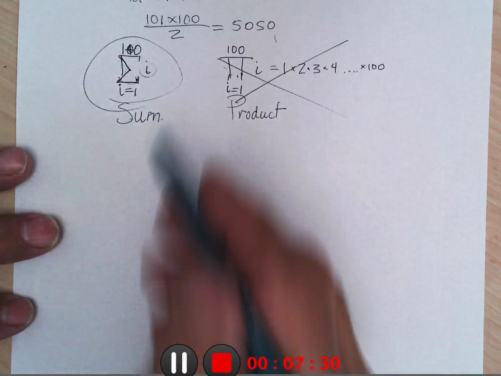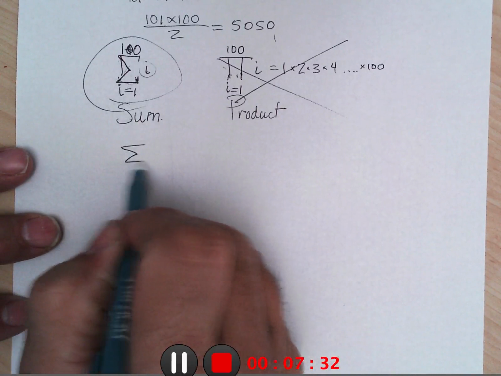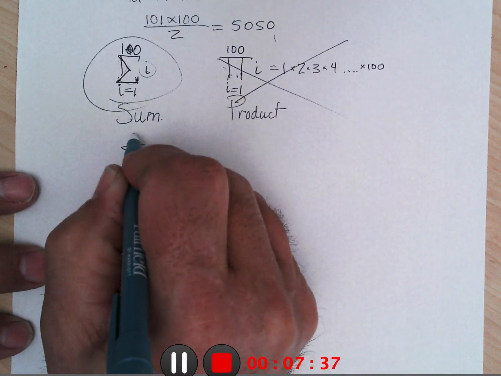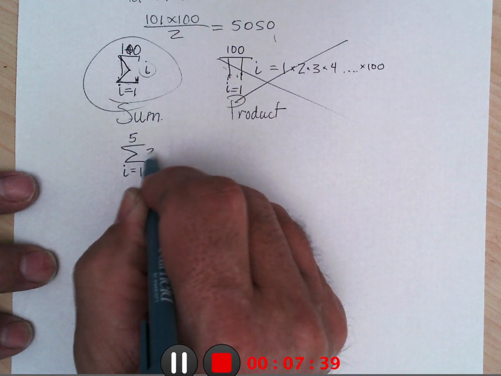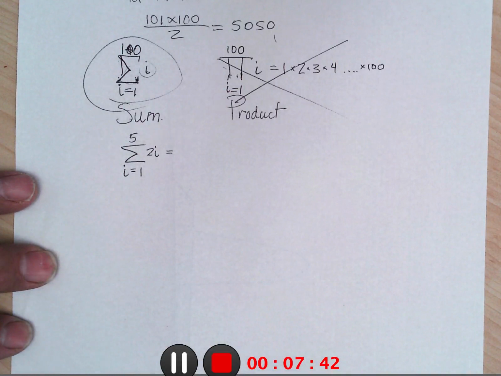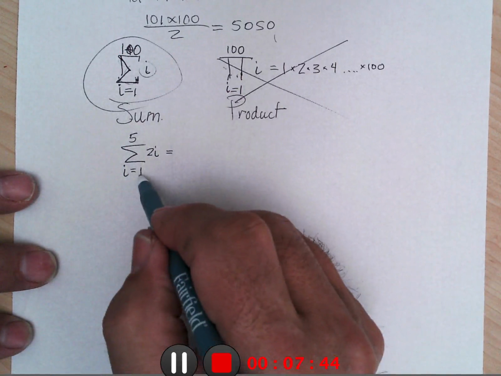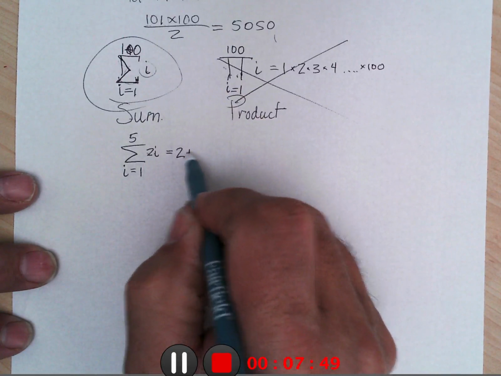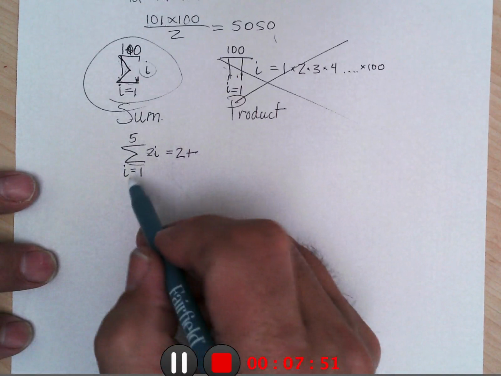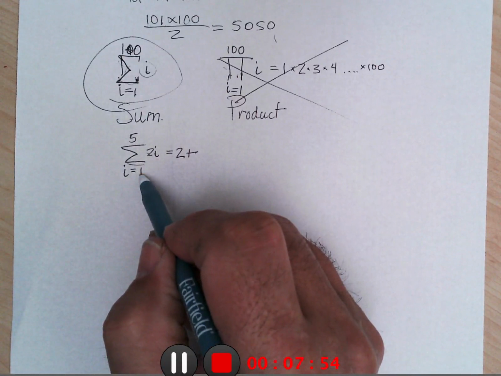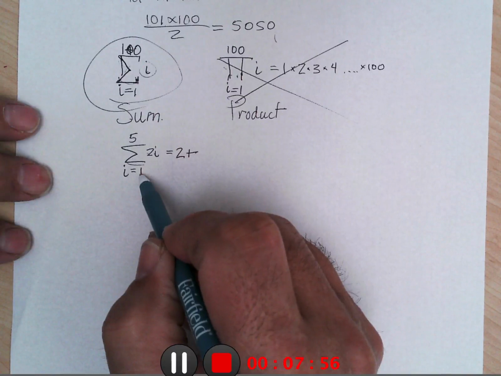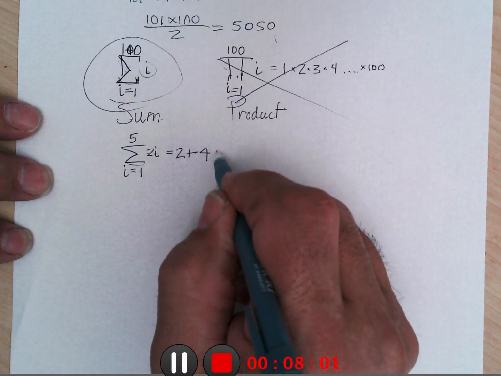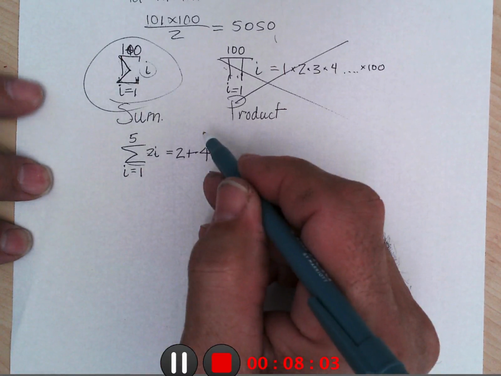What would this mean? i going from 1 to 5 of 2i. What would that be? And so if I put 1 in here, 2 times 1 is 2, plus, because I'm doing sums, and then I make i go to the next integer up, which would be 2. 2 times 2 is 4. Then i goes to the next one. 3 times 2 is 6.